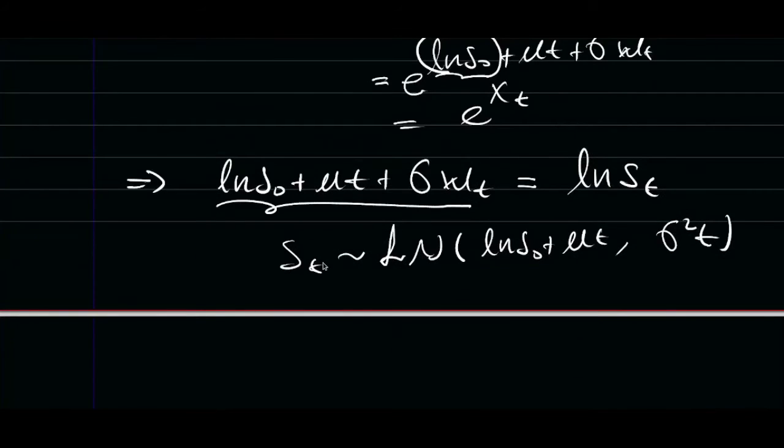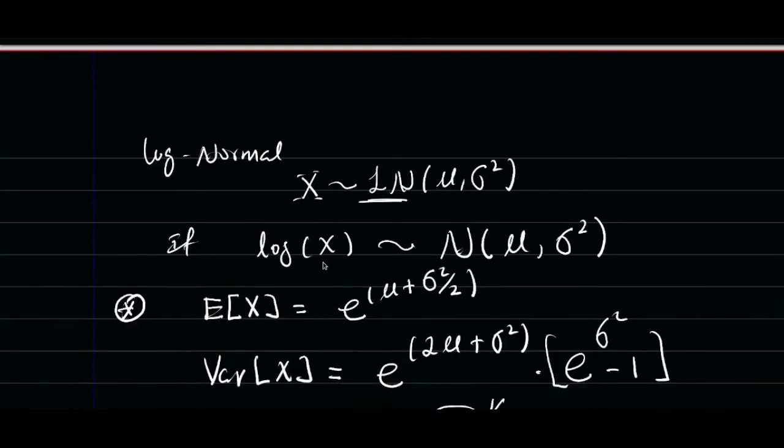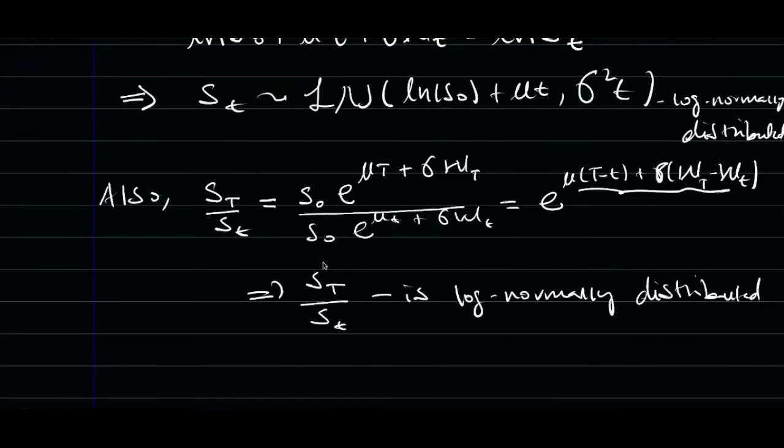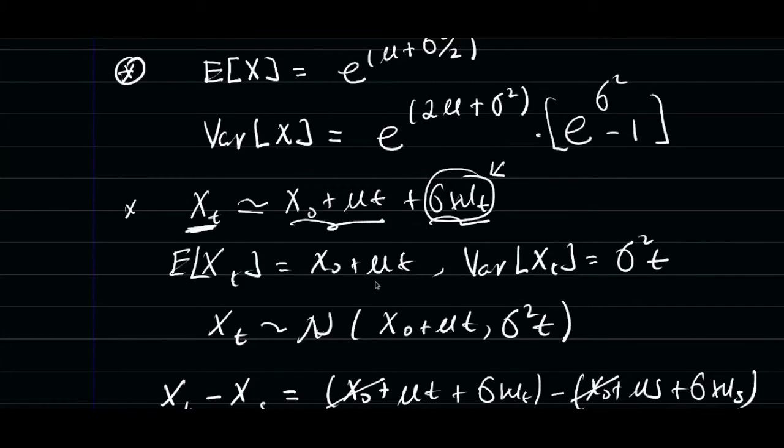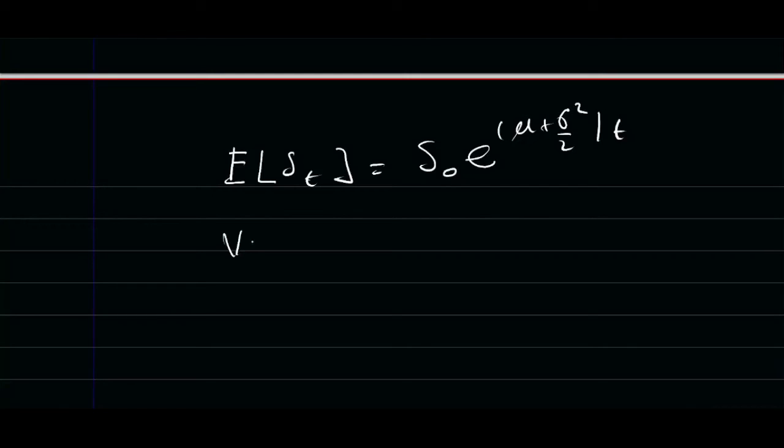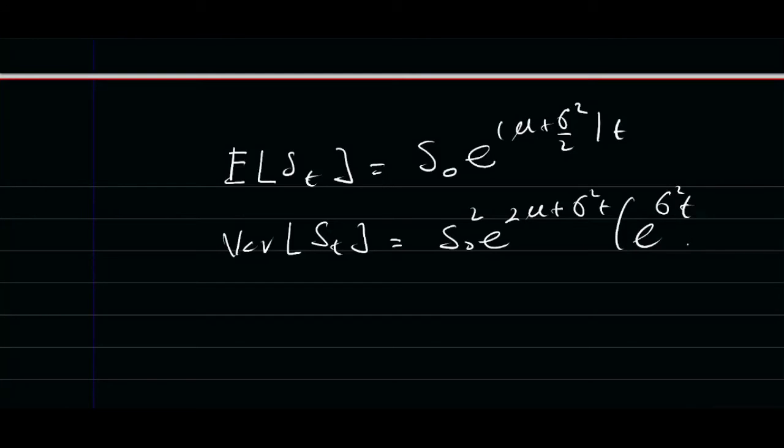Then using the property of the expectation of log normal distribution, which we already gave here, by inserting the important parameters, the expectation of S t is equal to S naught e to the power of mu plus sigma square over 2 times t, and the variance of this log normal distribution is equal to S naught square e to the power of 2 mu plus sigma square times t, times e to the power of sigma square times t minus 1.